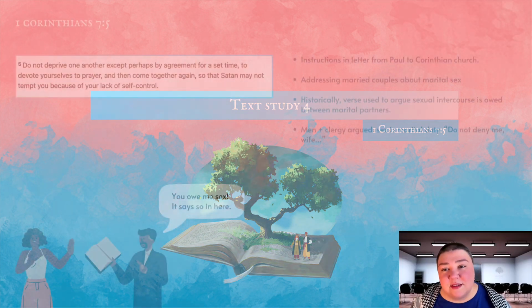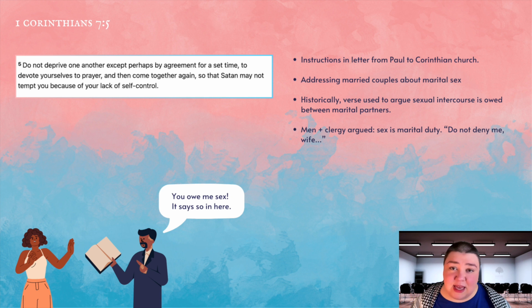Okay, 1 Corinthians 7:5a. It begins, do not deny one another. Some translations say, do not deprive one another. The rest of the verse continues, except perhaps by agreement for a set time to devote yourselves to prayer, and then come together again so that Satan may not tempt you because of your lack of self-control. Now here we have instructions written by Paul in his letter to the Corinthian church, and in particular he is addressing married couples. He is talking about sex, having sex within the marriage.